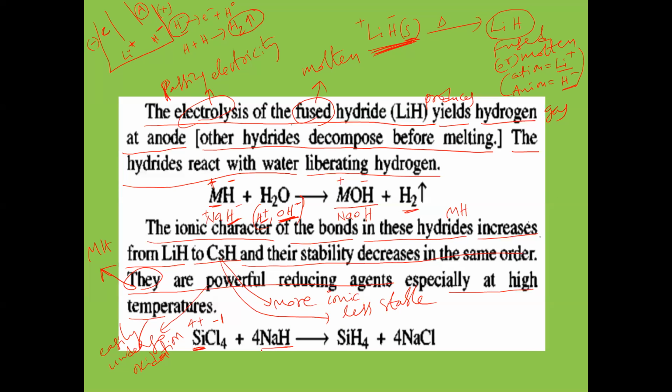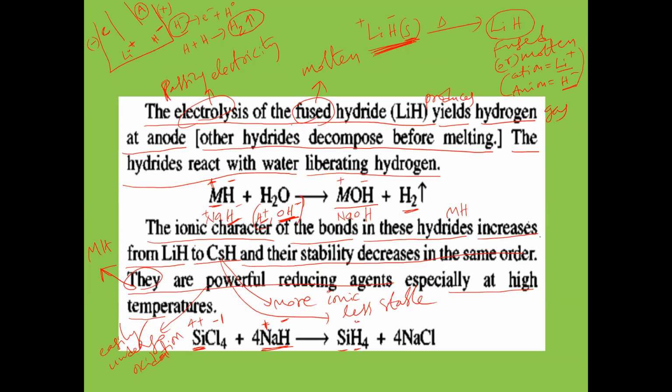Sodium hydride, metal hydride of alkali metals. Na plus is there here, H minus is there. Is that clear? Now these two, when they react with each other, we are getting what? Silicon hydride. In this case, the silicon and hydrogen, and here NaCl, sodium chloride. So Na plus will combine with Cl minus to form NaCl. Then Si plus 4 will combine with H minus to form this one.